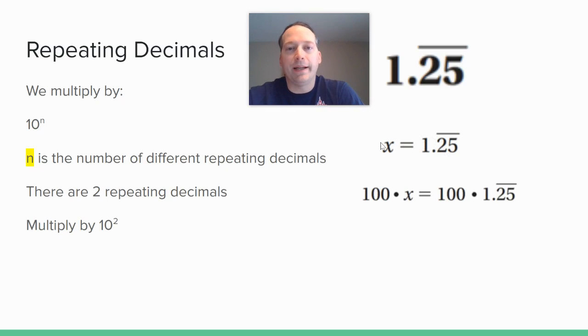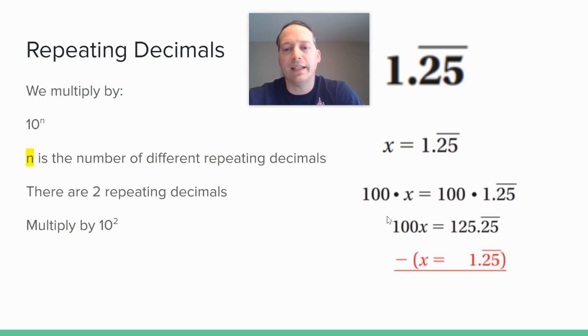So each one of these gets multiplied by 100. So it's 100 times x and 100 times 1.25 repeated. So what is that going to equal? Well, this side is going to equal 100x.